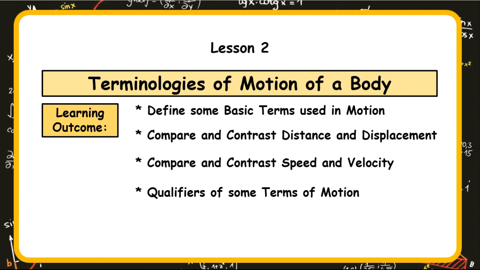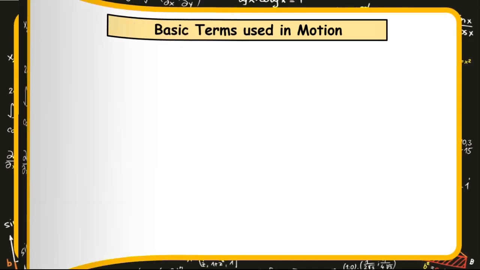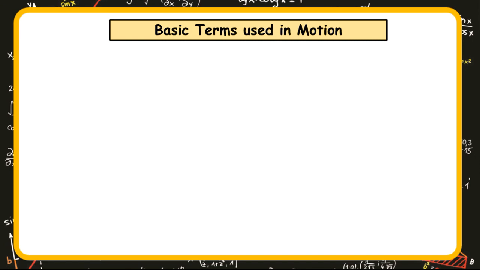Let's start with the first one on some basic terms used in motion. And I must say, these are the terms which are referred to as the parameters of motion. I urge and entreat all learners to take it very seriously, understand it, learn it so that you'll be able to define it whenever you are called upon to explain to someone or to enhance your own understanding.